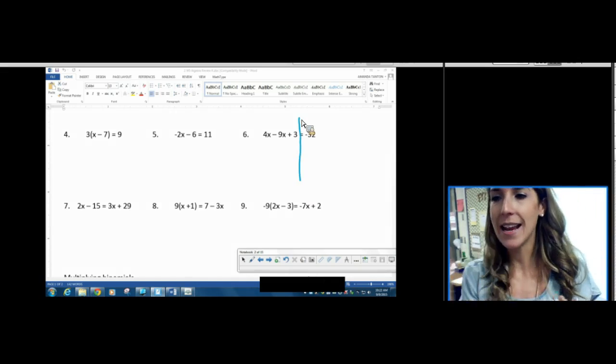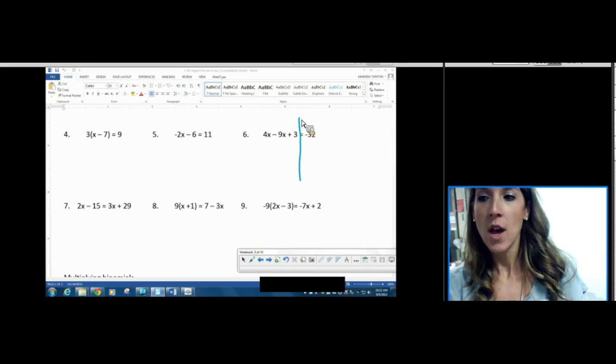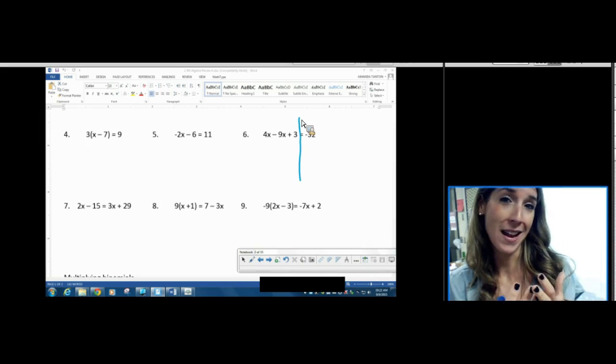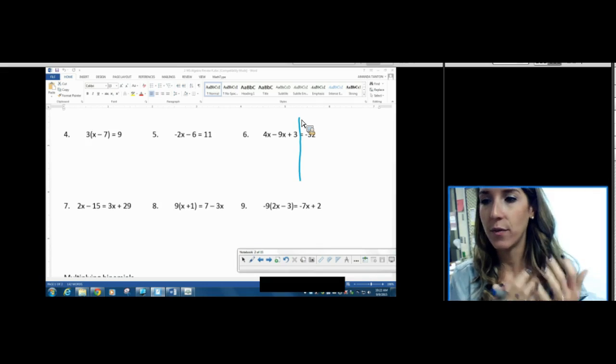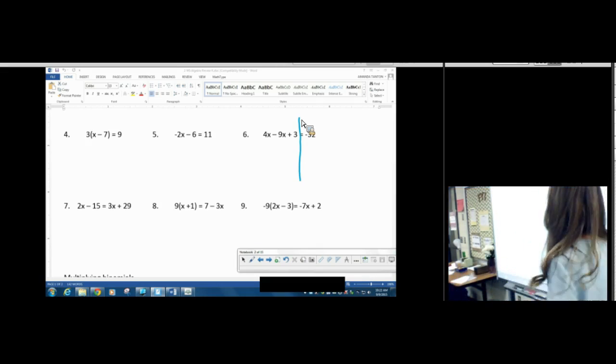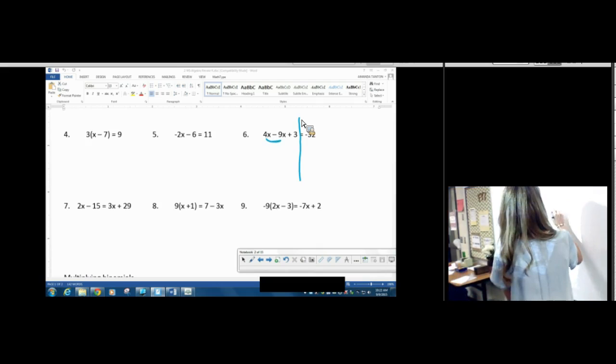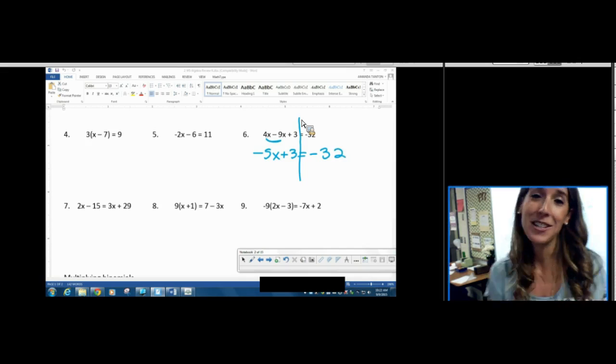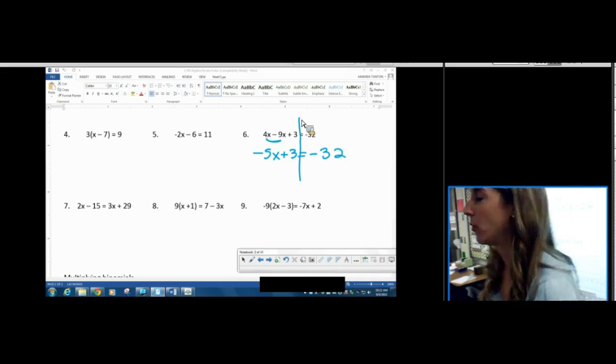I had students adding 9 to both of those, but they're on the same side of the equal sign. So you're not doing the opposite. You're not doing the inverse, you're actually just combining like terms. So what is 4 minus 9x? You're just going to combine these together, and you'll get negative 5x plus 3 equals negative 32. Now you can just go along your merry way and keep solving for this problem.